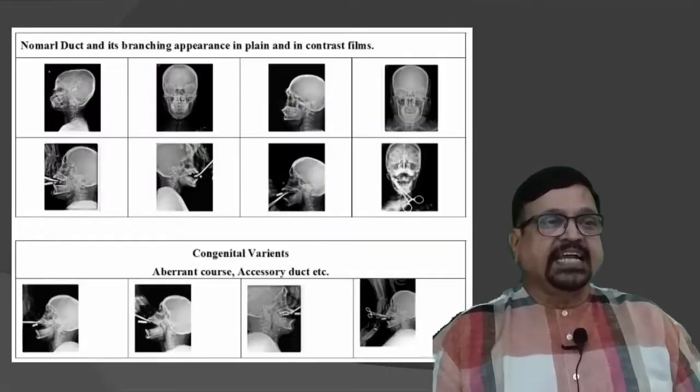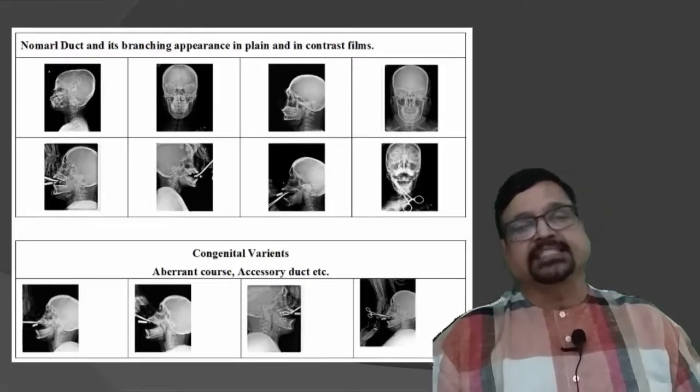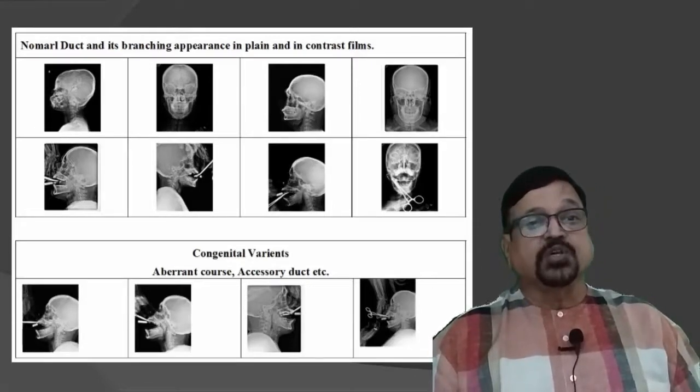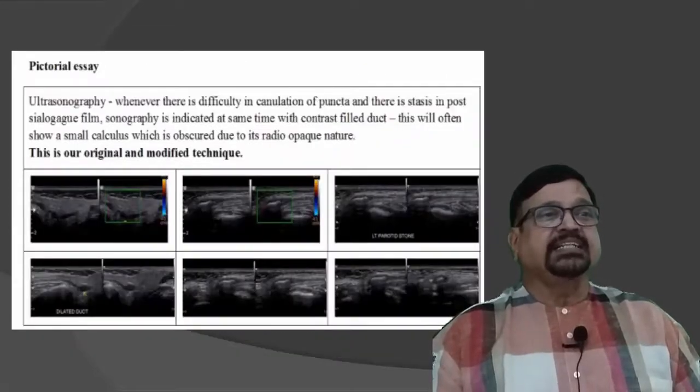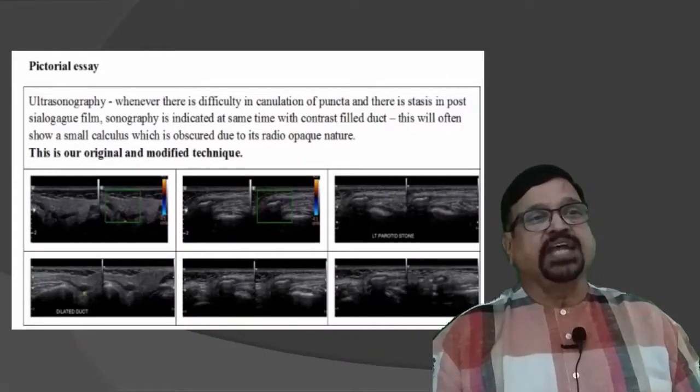Then what we are seeing here is a congenital aberrant course of the accessory parotid duct. This is also reported by us, and the original research article is available. You are given the details at the beginning of this lecture. Now, this is a technique which we have developed.